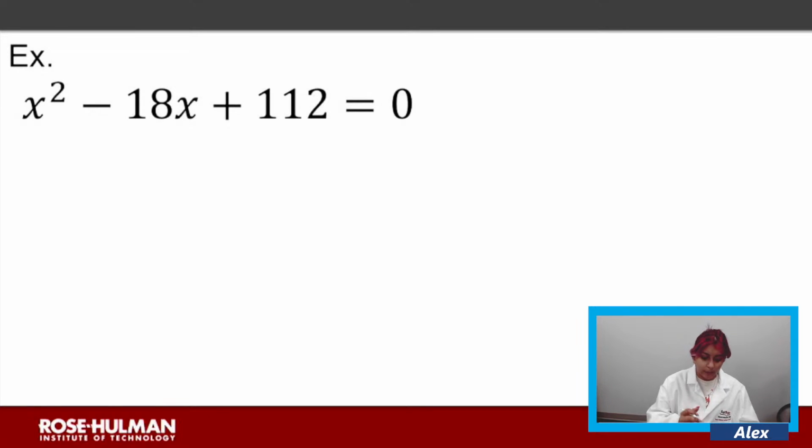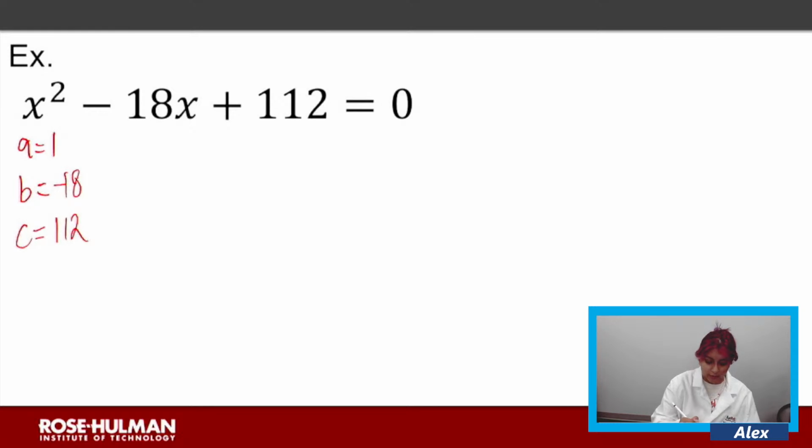For this one, our a is 1, our b is minus 18, and our c is 112. All of that equals 0, so we don't have anything else to worry about. To complete the square, since our a is 1, we don't have to worry about dividing c by our first coefficient. We can go ahead and move that to the other side of the equation. So now we get x squared minus 18x equals negative 112.